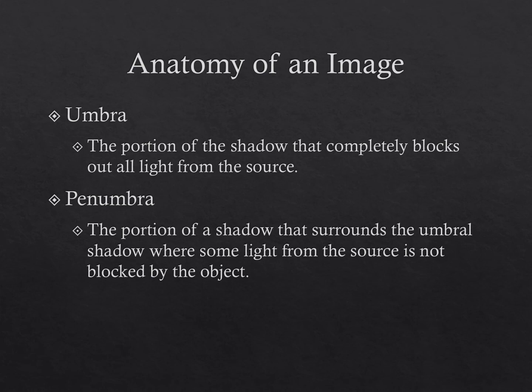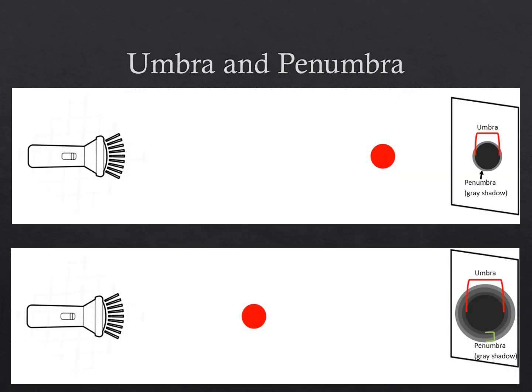And then penumbra is the shadow that kind of surrounds that umbral image. You'll see some light getting through and some will be absorbed and blocked by the object. It's kind of that fuzzy area around the image. So I've come up with just kind of a drawing to represent and show you umbra and penumbra. I usually do this in the classroom.